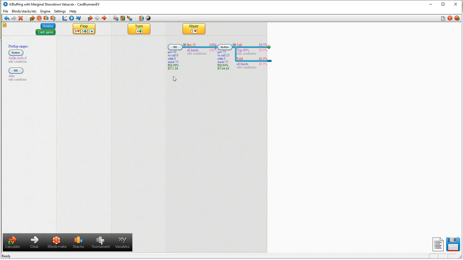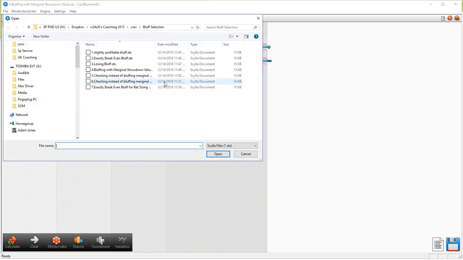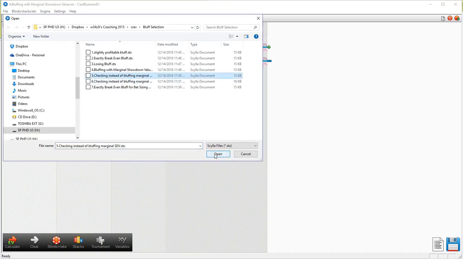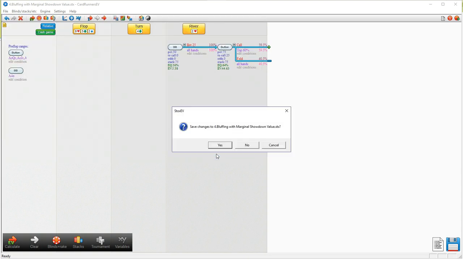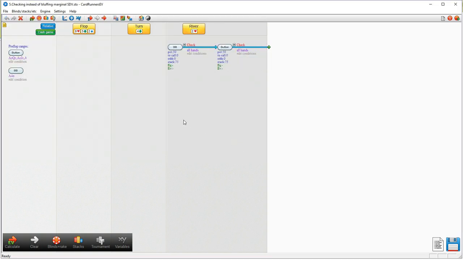In fact, it's very likely we should be checking, or at the very least we need to have a look at the expectation of checking. So let's load up the same situation, but now we're going to have a look at our expectation when we check instead of bluff.